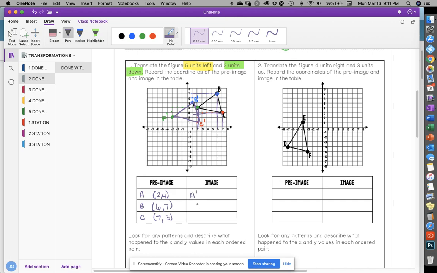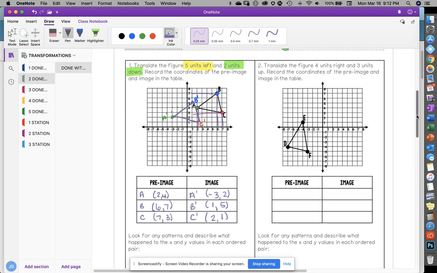All right, but what are the coordinates of my image now? So we have A prime, B prime, and C prime. My A prime landed on -3, +2. My B prime landed on 1, 5. So over 1, up 5. And my C prime landed on 2, 1. So over 2, up 1. Look for any patterns and describe what happened to the X and Y values of each ordered pair.